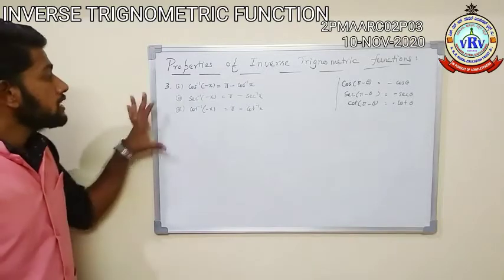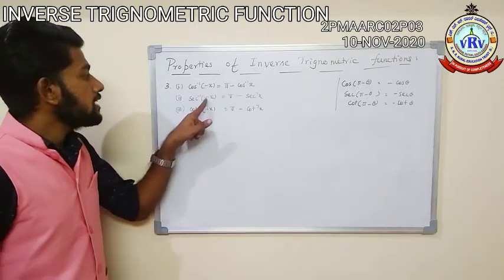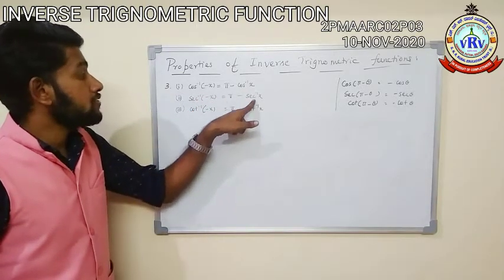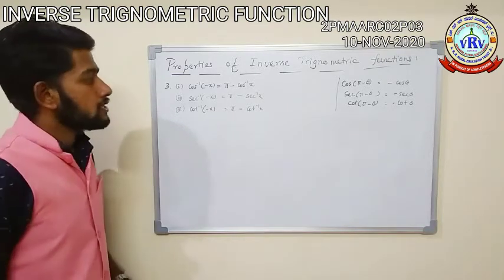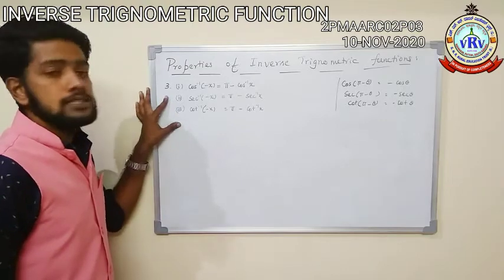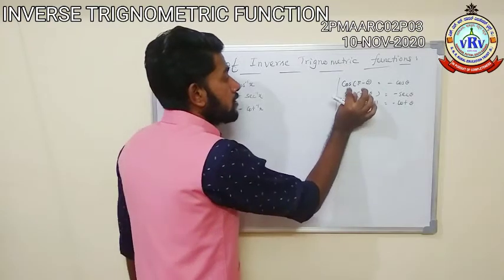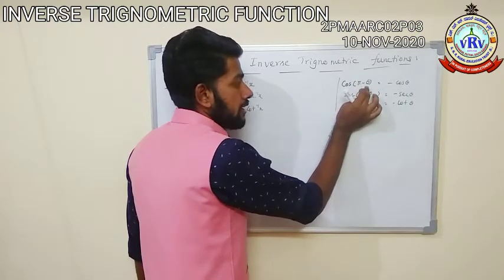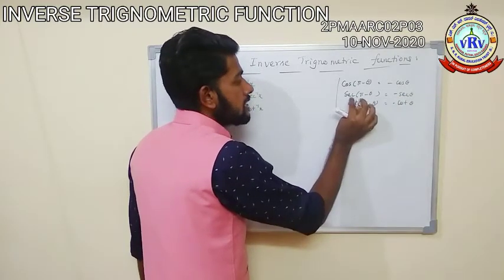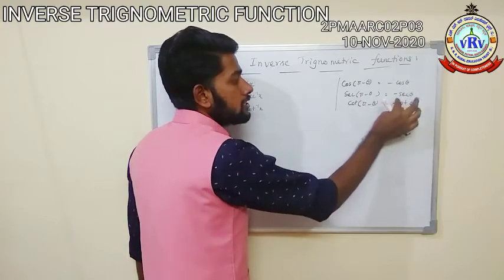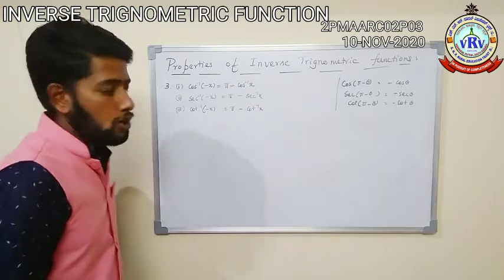But we should know these properties. Cos inverse of minus x is equal to pi minus cos inverse x. Secant inverse of minus x is equal to pi minus secant inverse of x. Cot inverse of minus x is equal to pi minus cot inverse of x. To prove these, we require these three properties: cos of 180 minus theta, or cos of pi minus theta, is equal to minus cos theta. Secant of pi minus theta is equal to minus secant theta. Cot of pi minus theta is equal to minus cot theta.